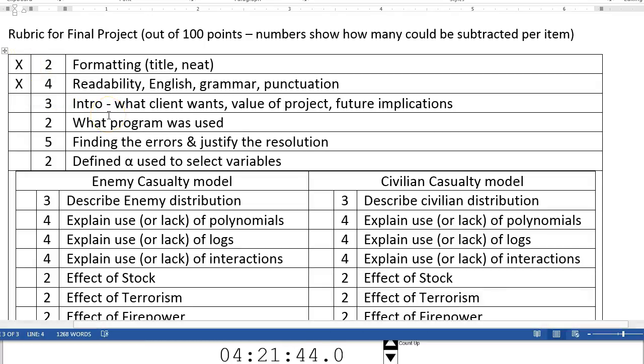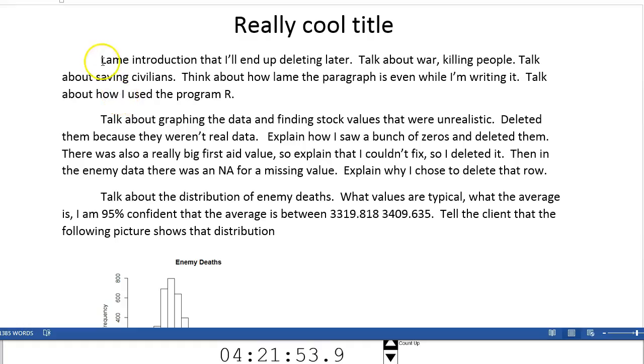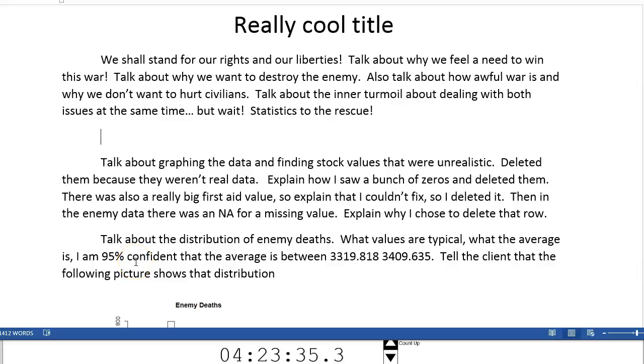I think it's good. Intro. I think I left a lane. Yeah, this whole thing's gonna have to get deleted. Let's try it again. See, that introduction needs to get their attention. It needs to get their interest.